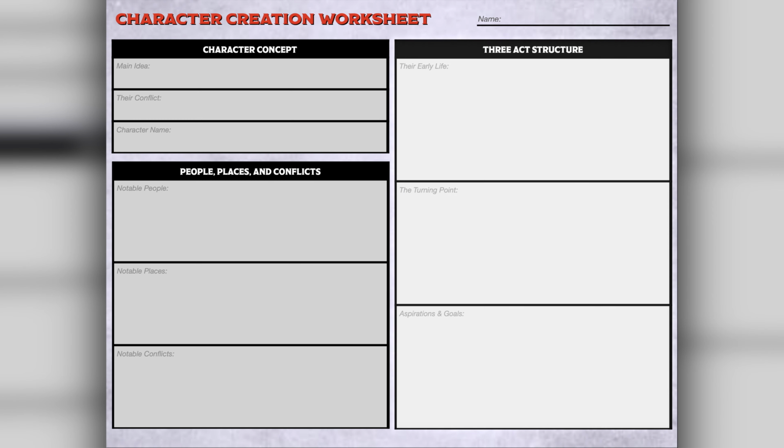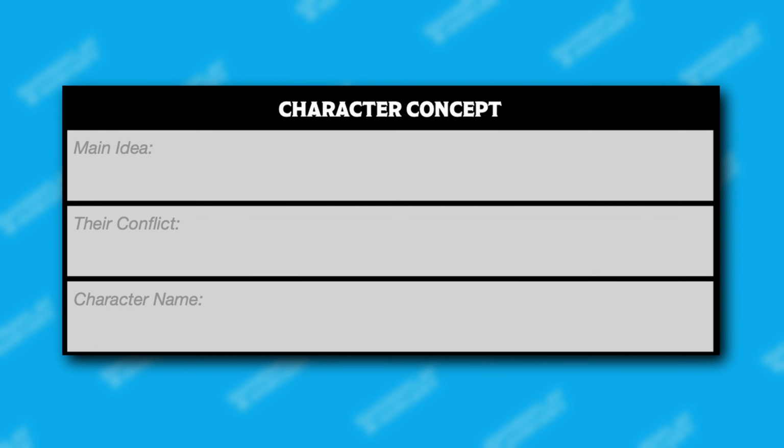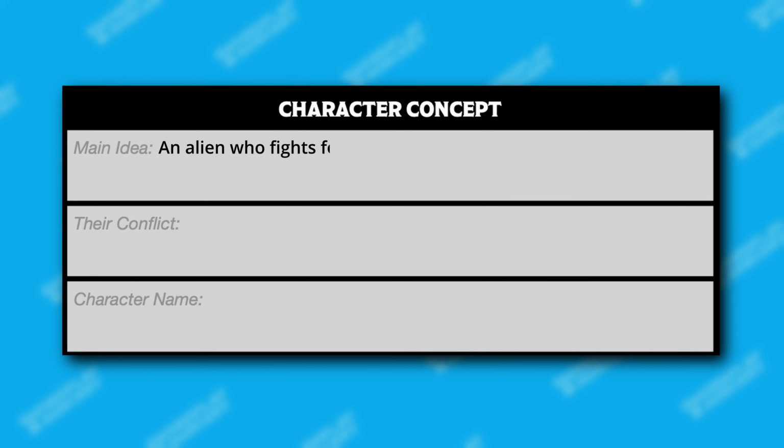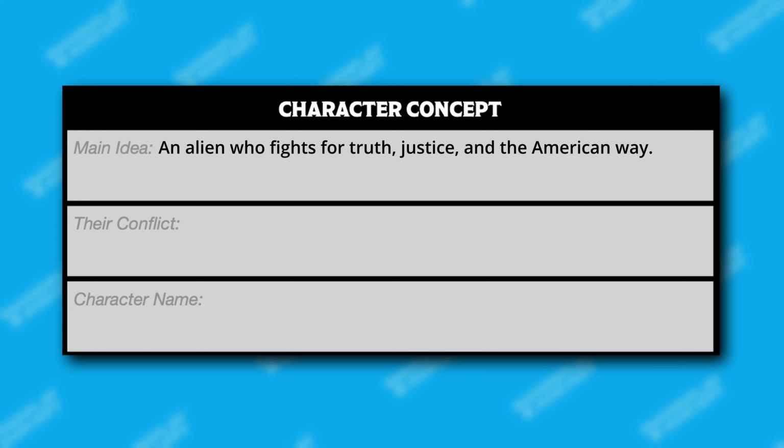Let's get started. On the first page, there will be 3 sections: character concepts, peoples, places, and conflicts, and the 3-act structure. We're gonna start with our character concept. This is all about the bare minimum. First, let's write down our main idea. For example, if this were Superman, we would put something like an alien who fights for truth, justice, and the American way. Next, we'll figure out what their conflict is.